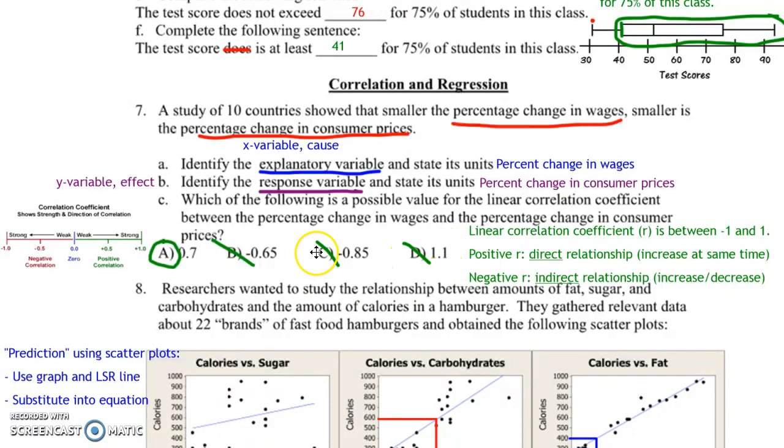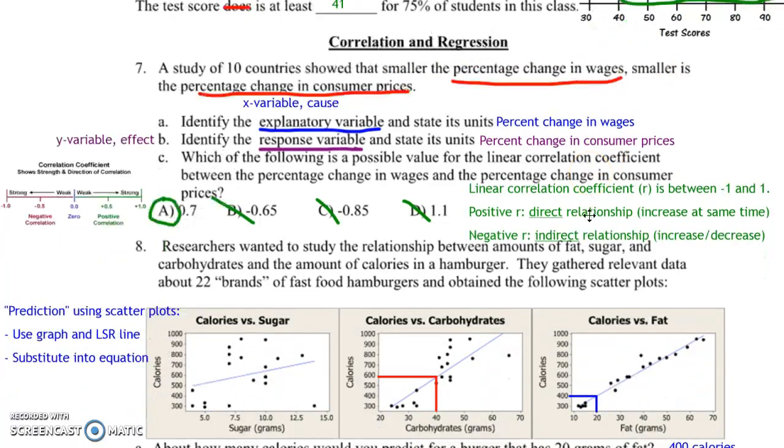D is out. And we need it to be positive because as this one gets smaller, this one gets smaller, which means as this one gets bigger, this one also gets bigger. That's a positive association.